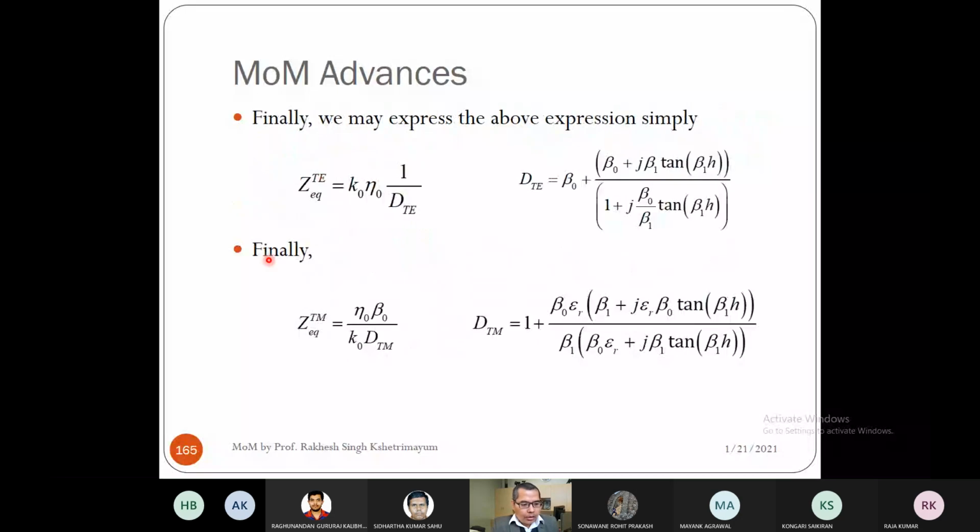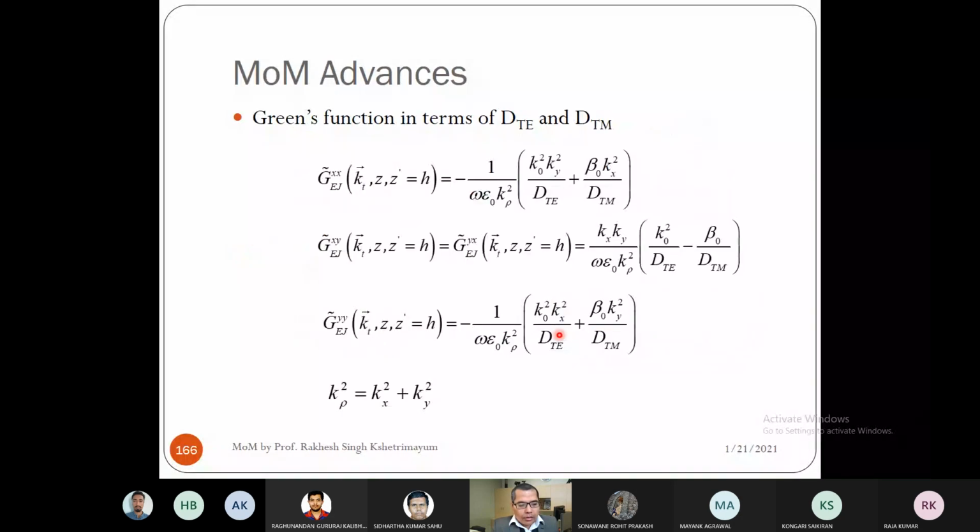The final expression I have got is basically K0 eta0 by DTE. So the final expression looks very simple, K0 eta0 by DTE. DTE I have denoted for TE case, D is the denominator, this is the expression for DTE. Similarly, Z equivalent TM is eta0 beta0 by K0 DTM. DTM is this expression here. I have simplified it. After simplification, I am getting a very simple expression for Z equivalent for TE and TM case. In the Z equivalent for TE, I am getting a function in the denominator which is DTE, and for Z equivalent for TM, I am getting a function which is DTM, given by this.